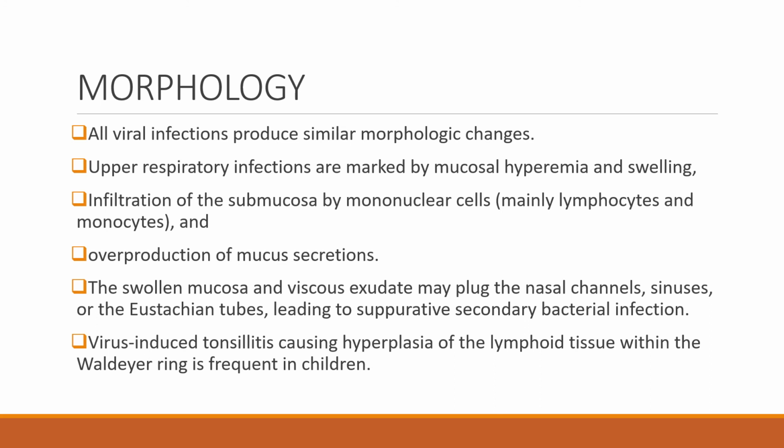This swollen mucosa and viscous exudate, because of the mucus secretions, may plug the nasal channels, sinuses, or the eustachian tubes, and that can lead to suppurative secondary bacterial infection. Then virus-induced tonsillitis causes hyperplasia of the lymphoid tissue within the Waldeyer ring, and that is frequent in children.